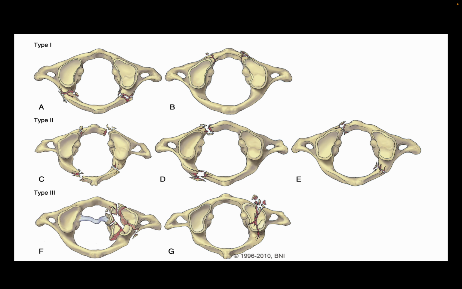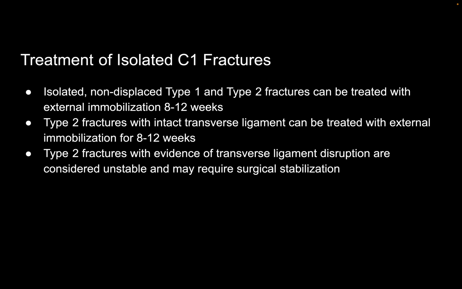Again, most of these can be handled non-operatively, right? So isolated non-displaced type 1s and 2s can be treated with immobilization for 8 to 12 weeks. Similarly, type 2 fractures with an intact transverse ligament, 8 to 12 weeks of external immobilization. Again, like we talked about, with type 2 fractures where we now have transverse ligament disruption, these are the ones that are going to be considered unstable, and these might end up needing surgical stabilization.